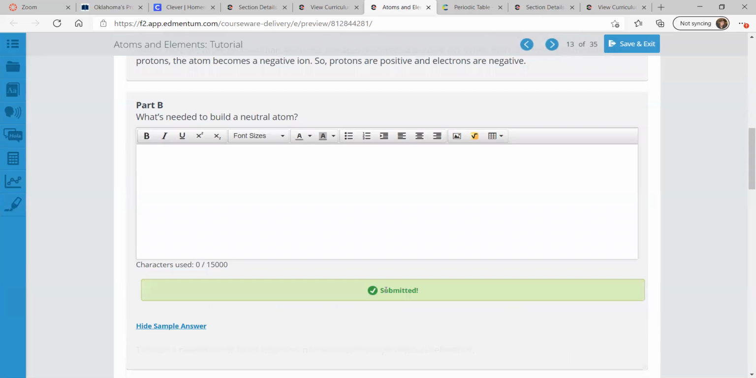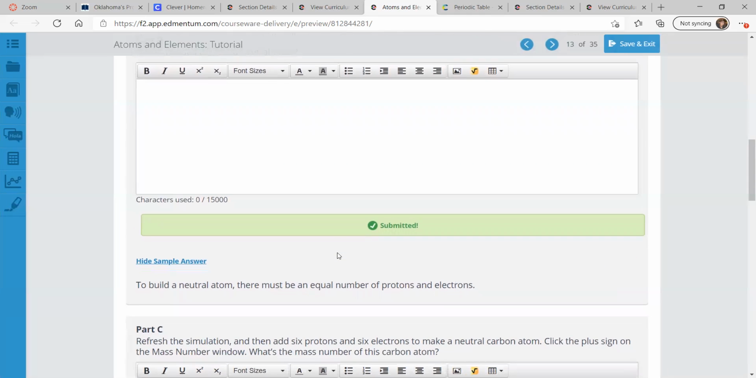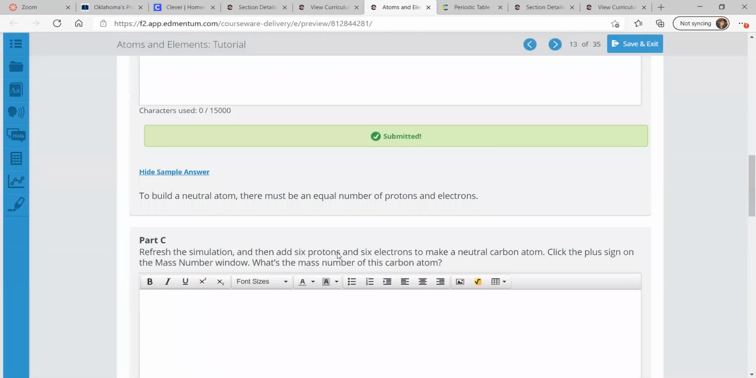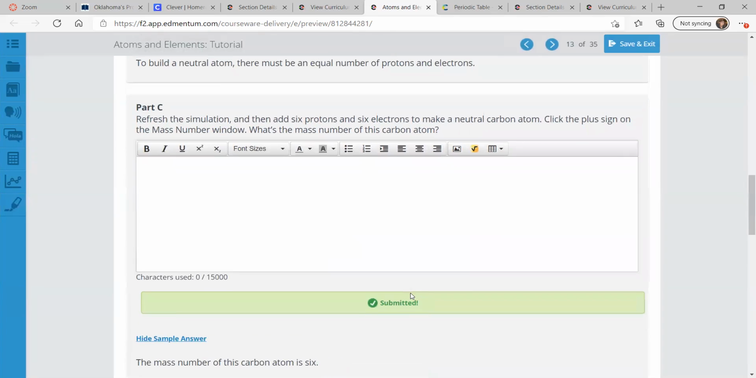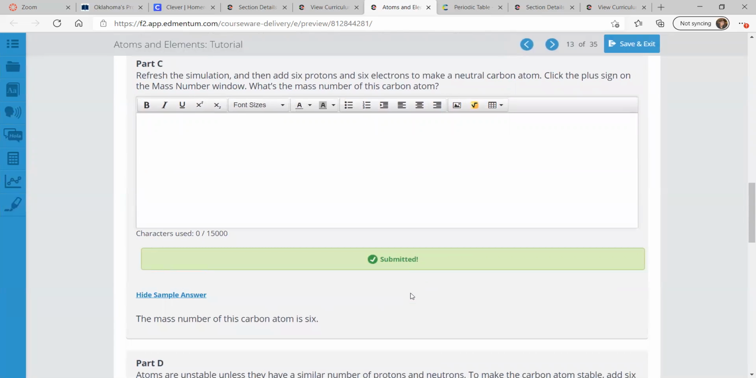If there are more negative electrons than positive protons, the atom becomes a negative ion. What's needed to build a neutral atom? Well, to have a neutral atom, the charges have to be equal. So the same amount of positive particles have to equal the same amount of negative electrons. So if you do what part C says, the mass number of the carbon atom will be 6 because there's 6 protons.